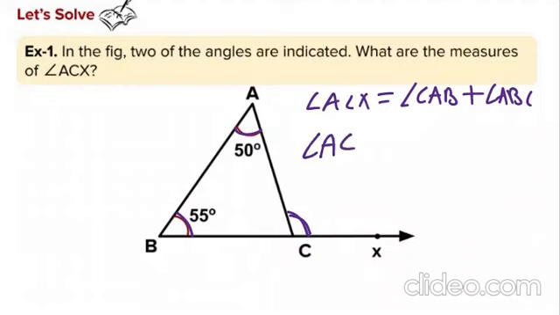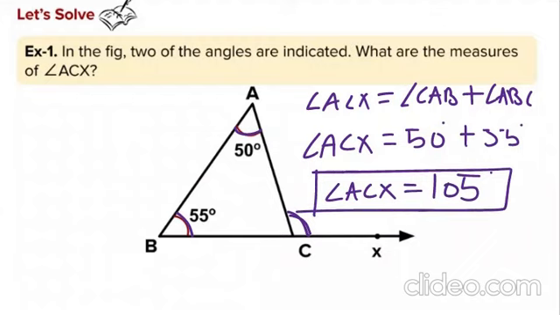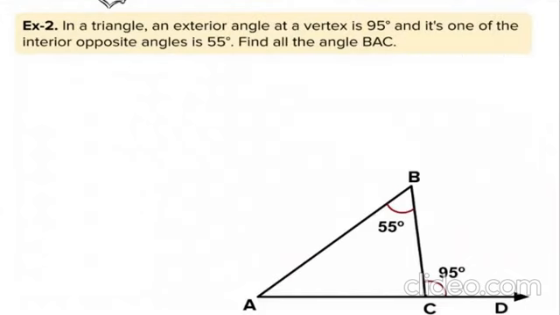Do we have the values? Yes, we have. So angle ACX is equal to 50 degrees plus 55 degrees. What is that? 50 plus 50, 100 plus 5 is 105. So therefore angle ACX is equal to 105 degrees. Hence found it. Okay, clear? Let's see the next one.